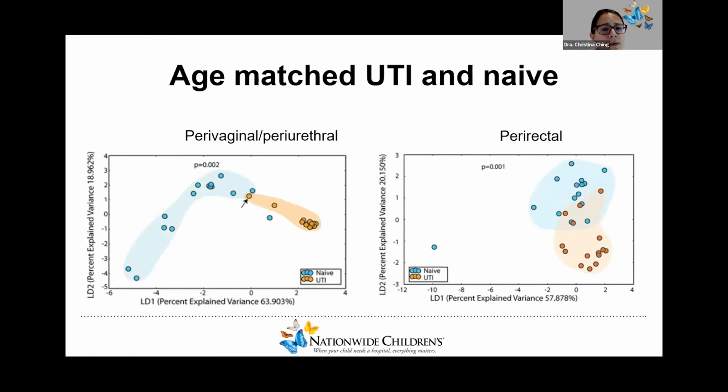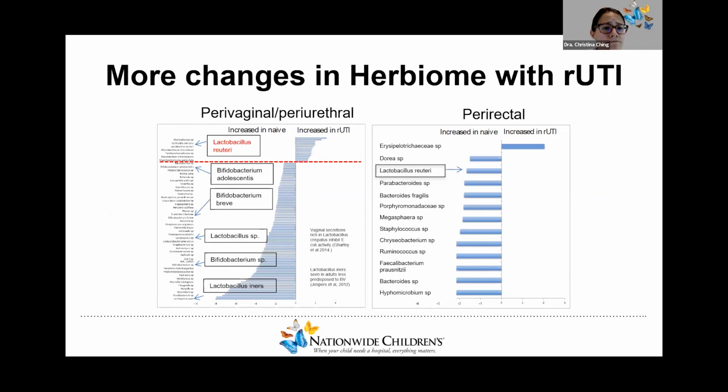We did have a separate subgroup of girls who had a history of an infection, to whom we age matched some of our healthy controls. And we compared the perivaginal, periurethral, and perirectal flora of the 2 groups, finding significant differences in the microbiomes between those without a history of infection, noted in blue, compared to those with a history of infection, noted in orange. When looking at the actual microbiotal changes, there were more changes in that of the perivaginal, periurethral than perirectal microbiota.